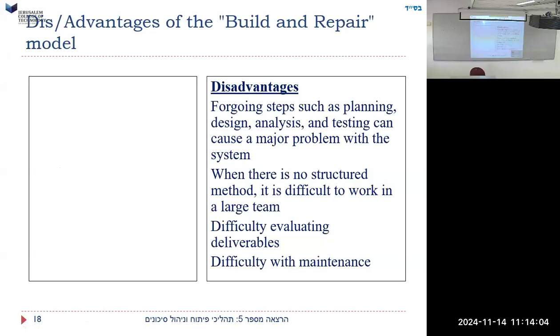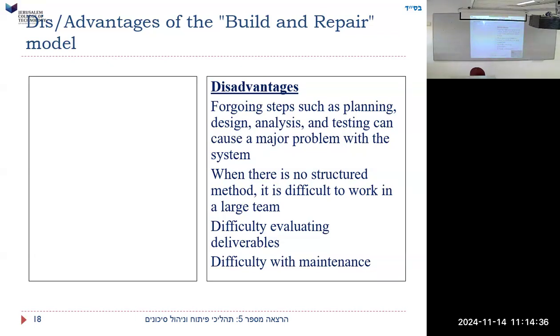Advantages, disadvantages. Disadvantages. We forego steps such as planning, design, analysis, testing. That can cause a major problem with the system. The system may not work. We just started coding without knowing what we're doing. When there is no structured method, it's difficult to work in a large team. Difficult evaluating deliverables. In other words, it's hard to know if I produced anything worthwhile, maybe everything that I did is all a waste of time. I don't have anything really deliverable, because the client's going to say, no, it's all wrong.